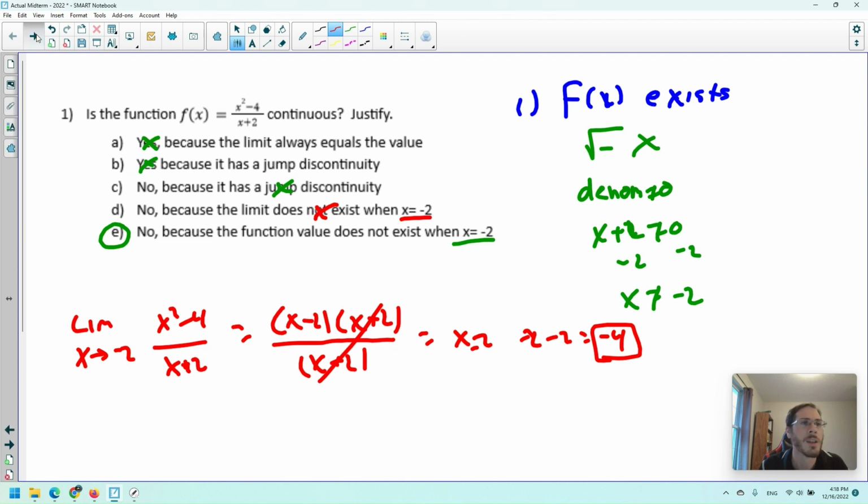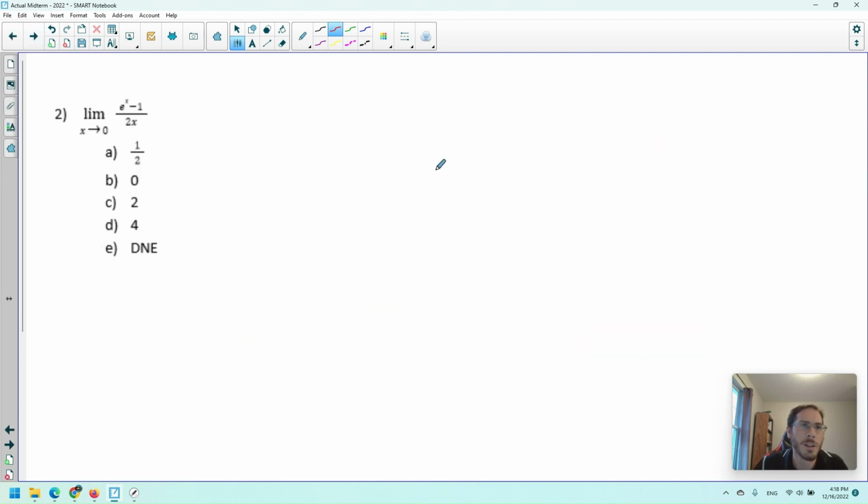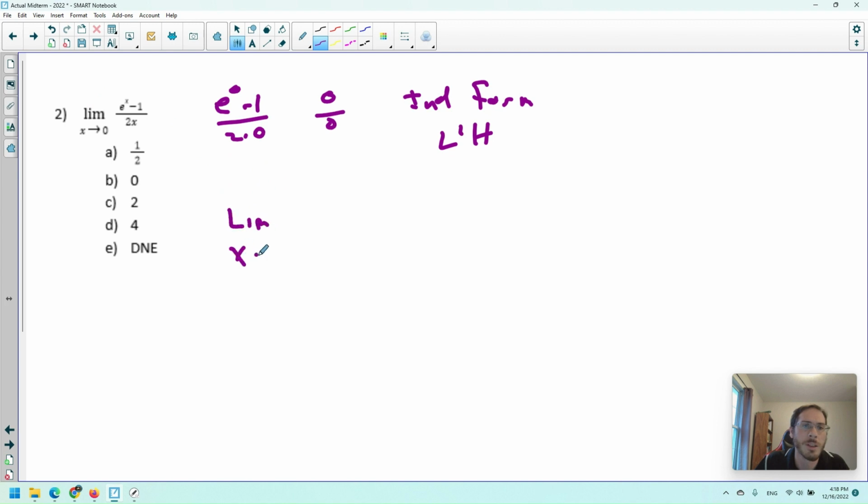So that's that one. Number 2, find the limit of e to the x minus 1 over 2x, as x approaches 0. So if we try to plug 0 in, e to the 0 minus 1 over 2 times 0, we'll get 0 over 0. That is indeterminate form. This person did want this one to be a L'Hopital question, so we're going to L'Hopital this one. So if we L'Hopital it, we're going to do the limit as x approaches 0 of the derivative of the top.